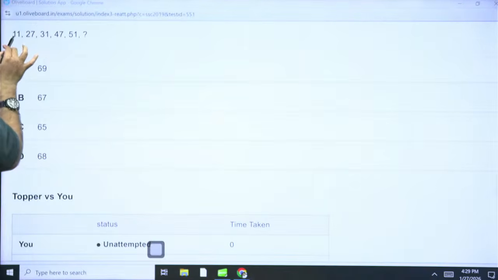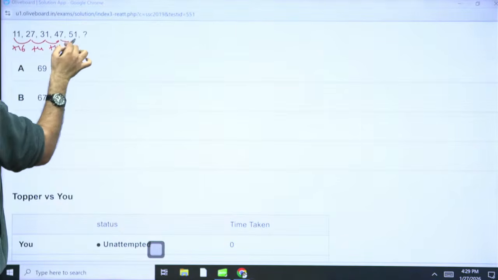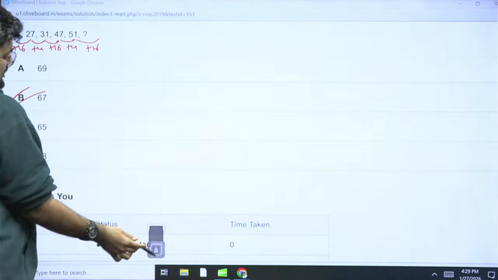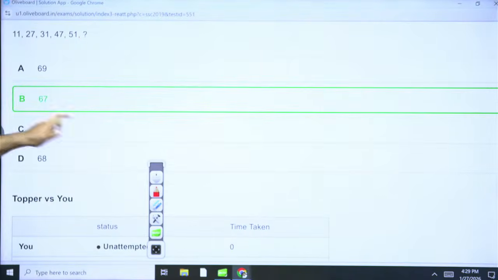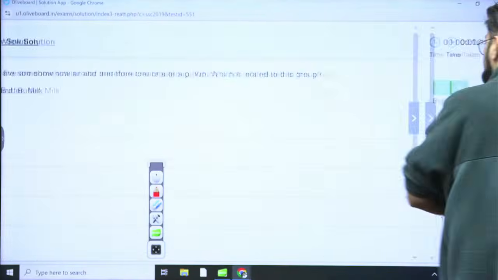Okay, 11, 27. You're adding 16 here. 27, 31, 4. Again 16. Again 4. So again we'll add 16. We'll get 67. Option B is the right answer. That's simple. Not an issue at all. 18 seconds. Immediately you can observe and get the answer of what exactly is happening here.